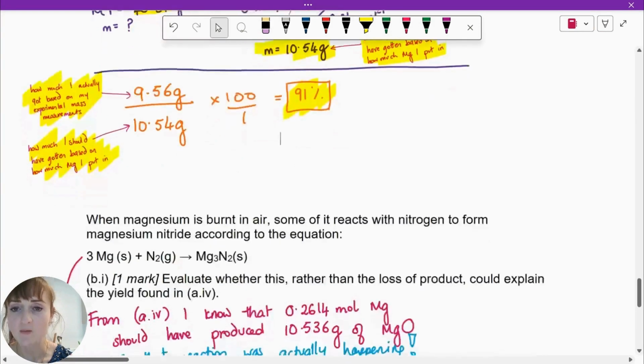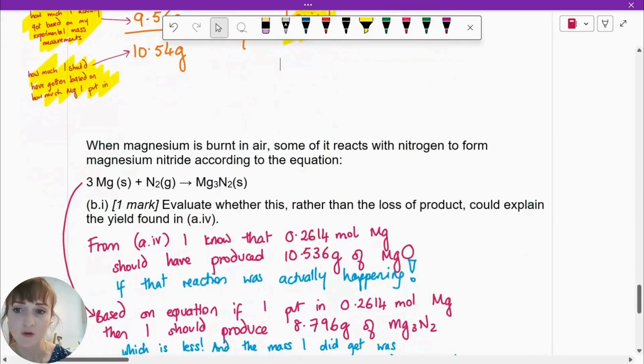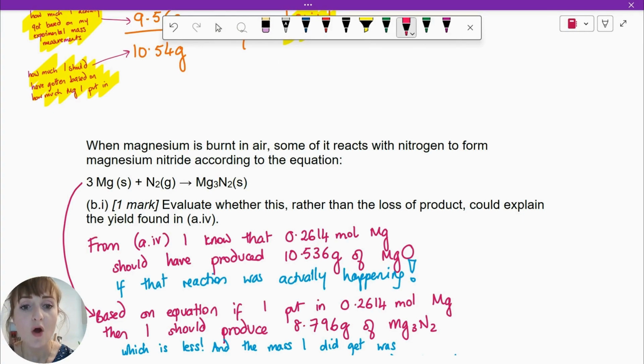The next part would be the part that makes this question a little bit more difficult. You're told that when magnesium is burnt in air, some of it reacts with nitrogen to form magnesium nitride according to the equation. We have discussed this previously. You're asked to evaluate whether this, rather than the loss of product, could explain the yield that you found. So what we're trying to explain here is, why is the yield less than 100%? And can we in any way link that to the chemical equation?